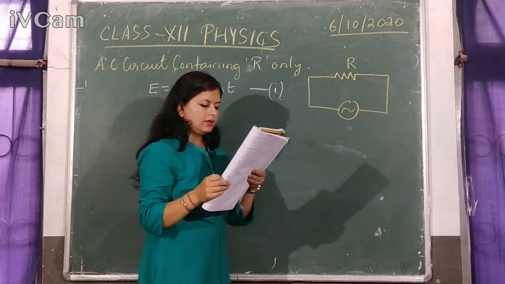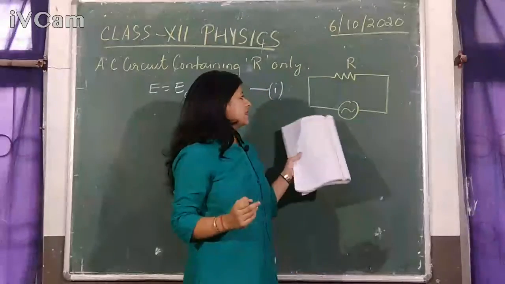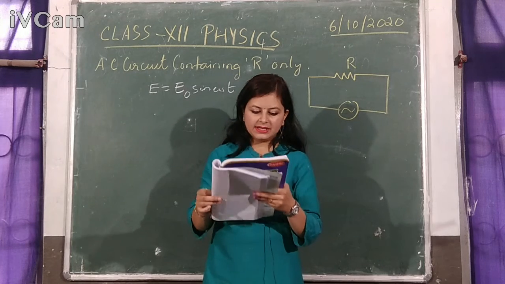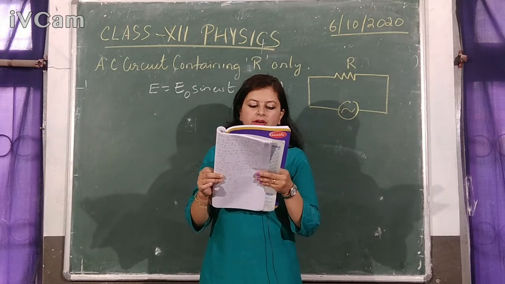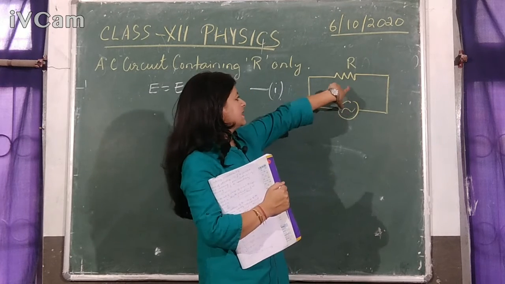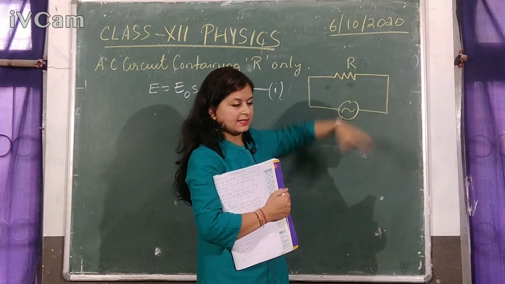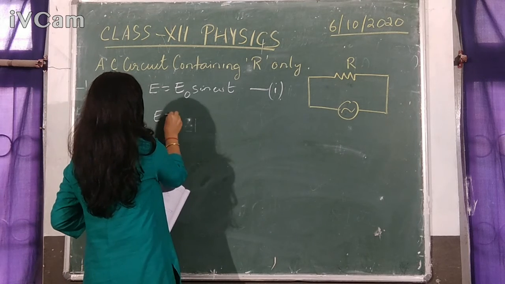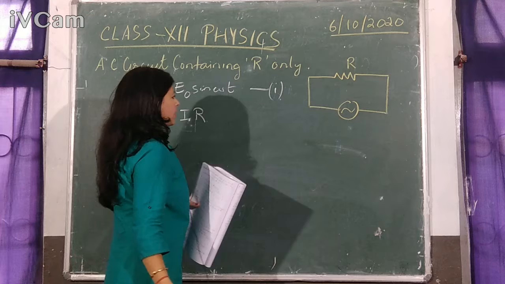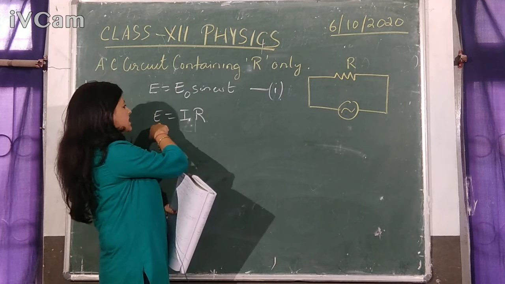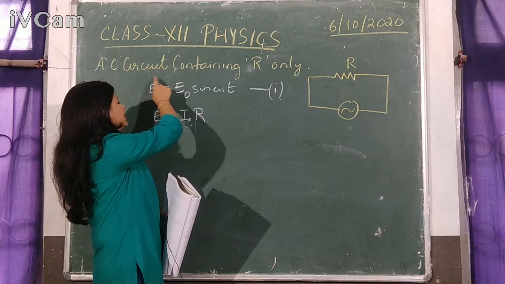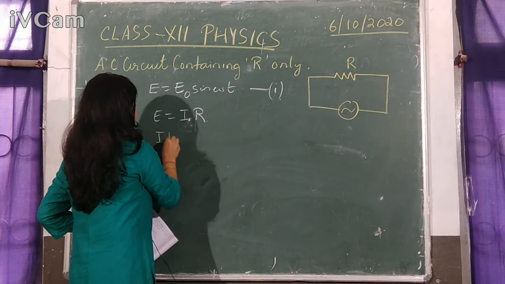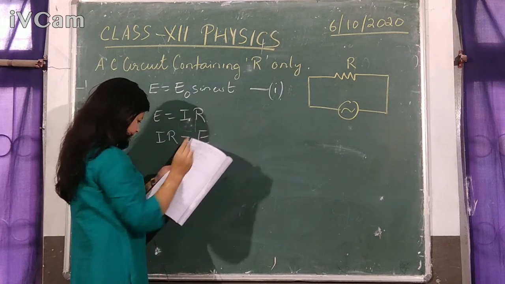Now, if there is a source connected, there is some current flowing in the circuit. So let I be the current flowing through the circuit at any instant of time t. Now, because we have a resistance here, a potential difference will be created across this resistance. Let this potential difference created across R be E is equal to IR. Now at any instant of time, the potential difference created and the applied EMF will be the same. That means this can be equated to this one. So IR is equal to E.